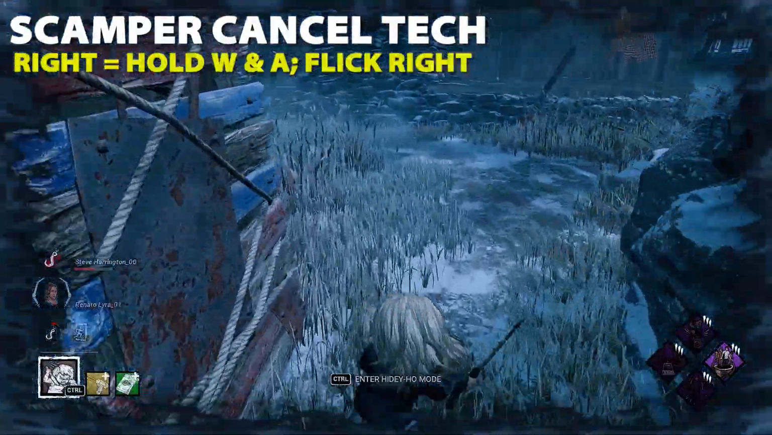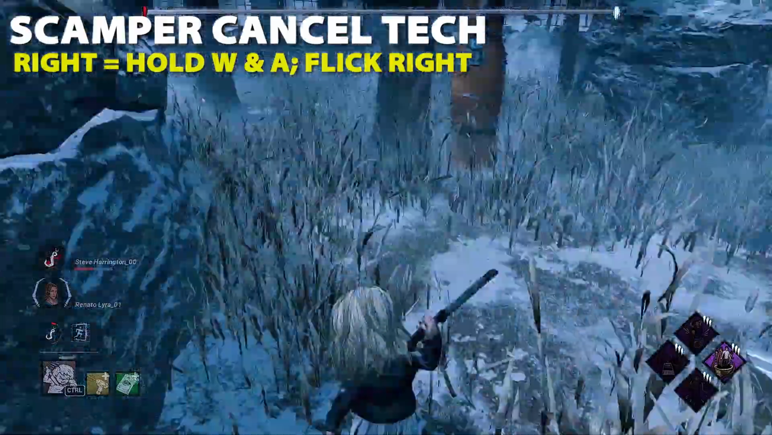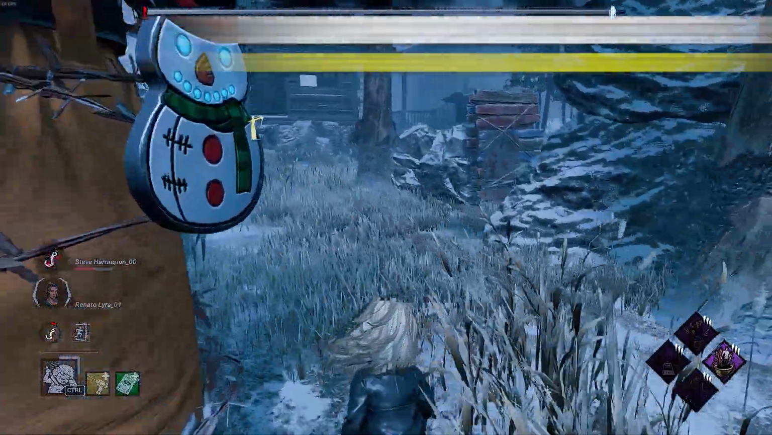If you're wanting to go to the right for the scamper cancel, hold down W and A and flick your mouse to the right.